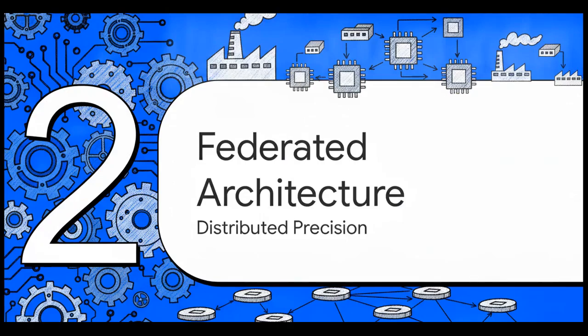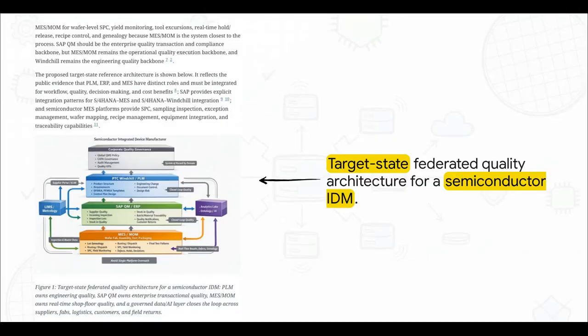Moving on to Section 2, a federated quality architecture. Now, notice the clear delineation in the target state architecture we have mapped out here. For a global semiconductor IDM, this is your foundational blueprint. At the top, PTC Windchill should own engineering and product lifecycle quality. Right in the middle, SAP S/4HANA QM sits there owning enterprise transactional quality. And then critical manufacturing MES or MOM forms the absolute bedrock, owning real-time shop floor quality execution. They are distinct, specialized, but, and this is key, seamlessly integrated to eliminate data silos.